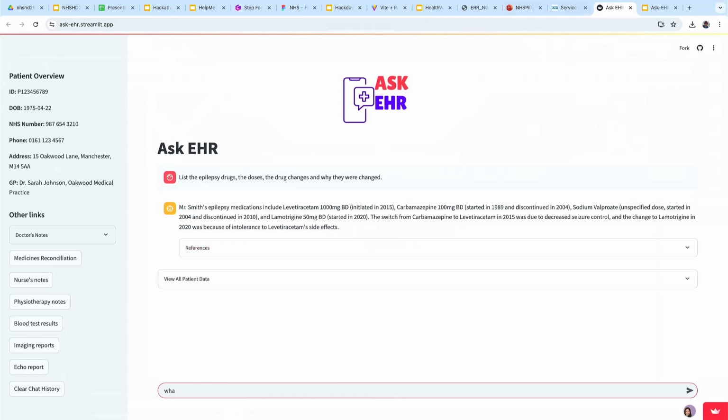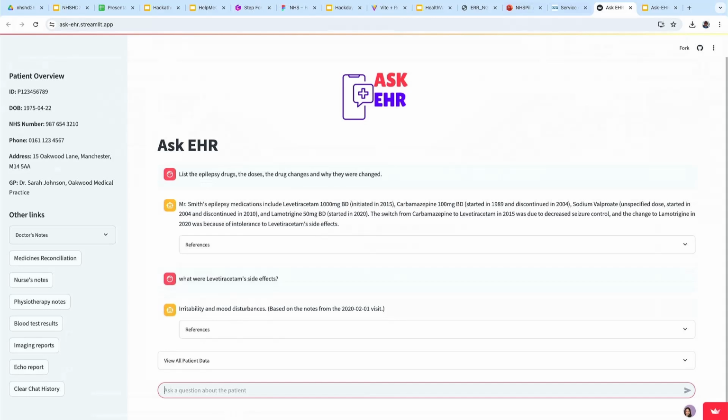What were levetiracetam's side effects? Great, so I'm not going to start levetiracetam, I'm going to go to the next best drug. That is what I'm trying to achieve. That's not possible at the moment. It's unbelievable.